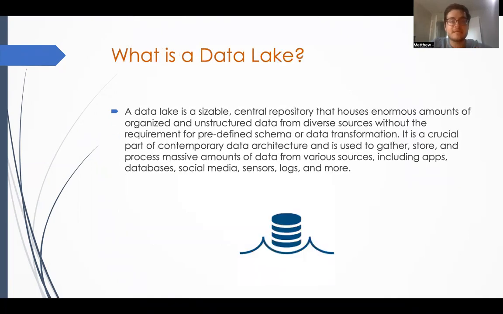So to start off, what is a data lake? A data lake is a sizable central repository that houses enormous amounts of organized and unstructured data from diverse sources without the requirement of predefined schema or data transformation. It is a crucial part of contemporary data architecture and is used to gather, store, and process massive amounts of data from various sources, including apps, databases, social media, sensors, logs, and more.